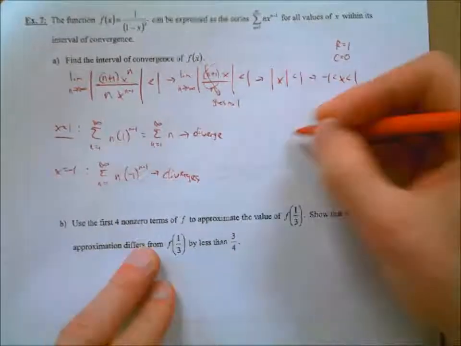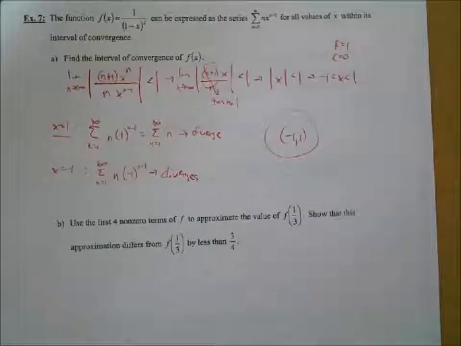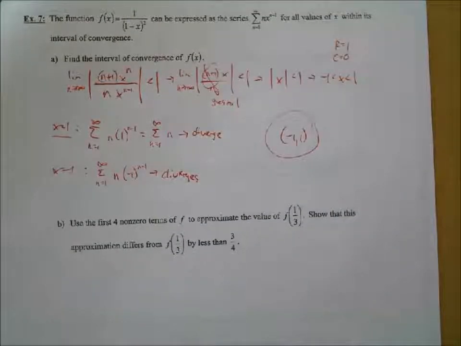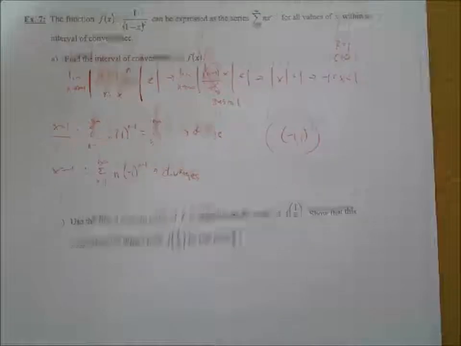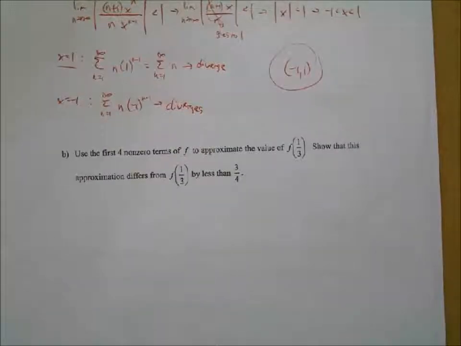Okay, so our interval of convergence turned out to be negative 1 to 1 without adding any additional points there. Okay, so letter B here. Use the first 4 non-zero terms of f to approximate the value of f at 1/3. Show that this approximation differs from f of 1/3 by less than 3/4.